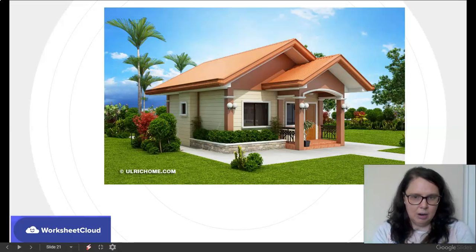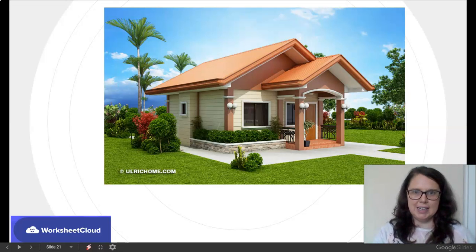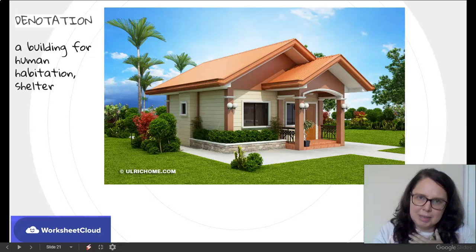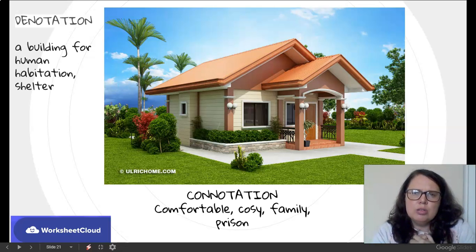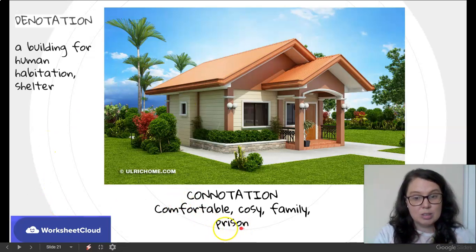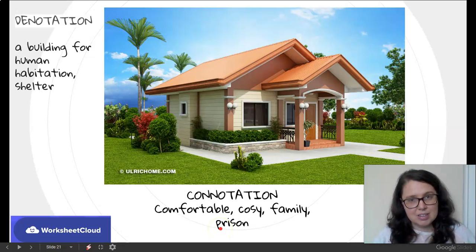See if you can do it on your own now. This is a home or a house. So again, stop for 10 seconds. Think of what would the dictionary say? How does it make me feel? Okay, so the denotation, the dictionary entry would say it's a building for human habitation, shelter. However, your connotation, your meaning of a house, it's comfortable, it's cozy, it reminds you of family, or unfortunately, because of being stuck in this lockdown, you could also think of it as a prison. It depends on your emotional feeling at the time.